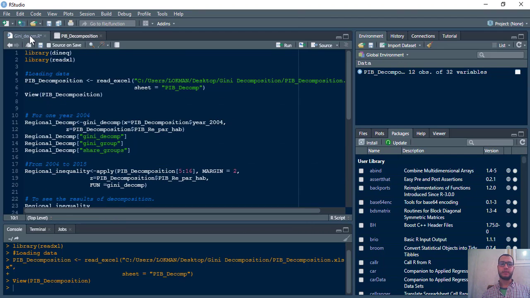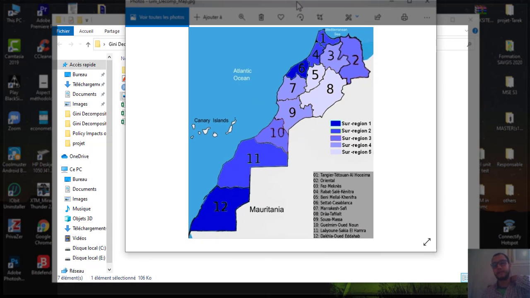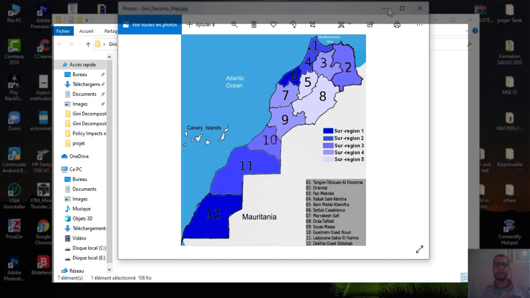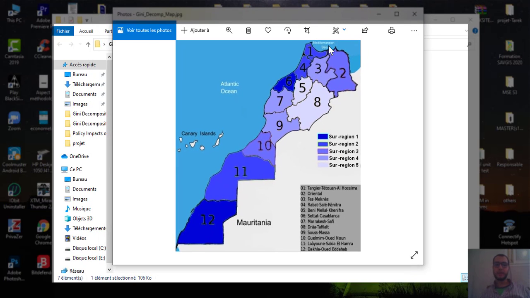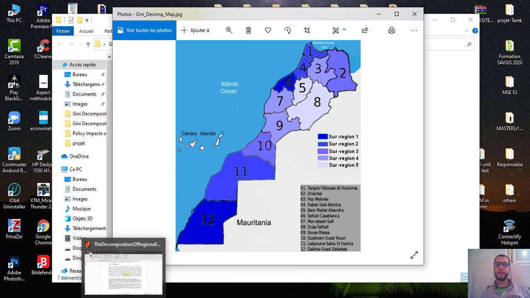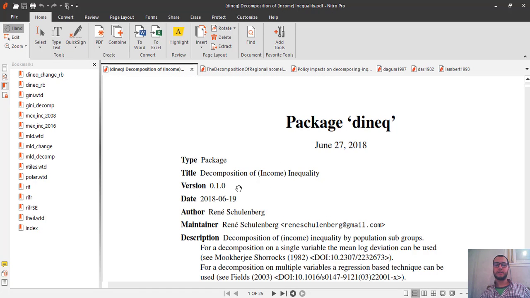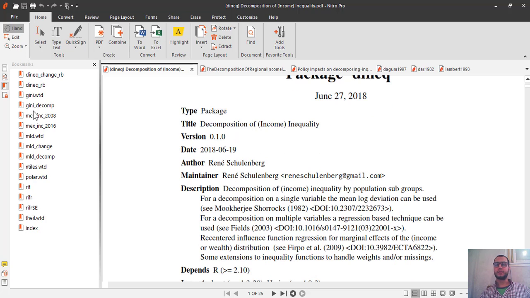I will leave all this data, the map, and the R code that I used down in the description, so you can simulate this study or this simple exercise. For this purpose, I'm using the dynamic package, decomposition of income inequality. Here is the guide of the package. I will leave this down in the description.